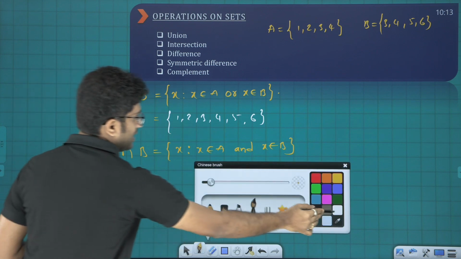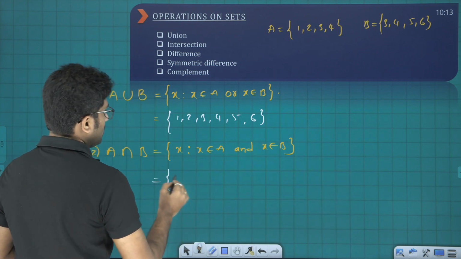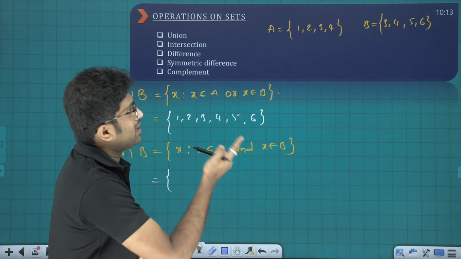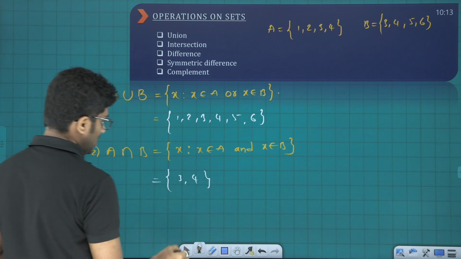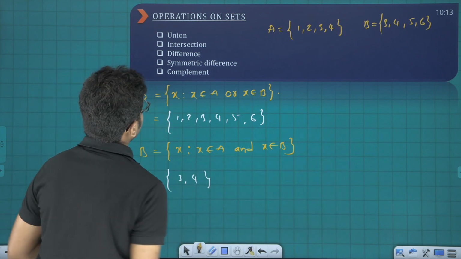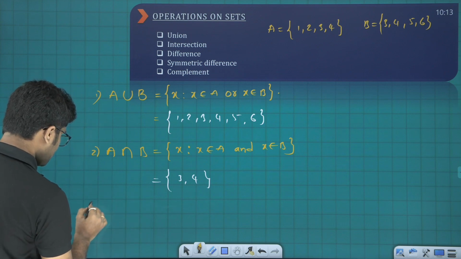So in this context, intersection means the common elements in both, friends. That is 3, 4.